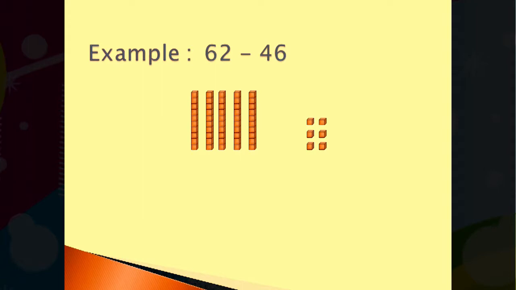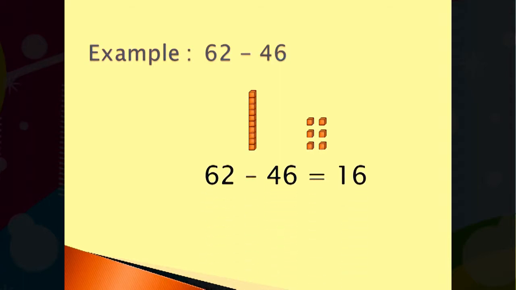Now let's go over to the tens column and see what will happen. We have 5 tens remaining over there. Now we're going to take away 4 tens. Here we go. Which leaves us with 1 ten and 6 ones. So 62 minus 46 will give us 16. There you have your one group of 10 and 6 ones.